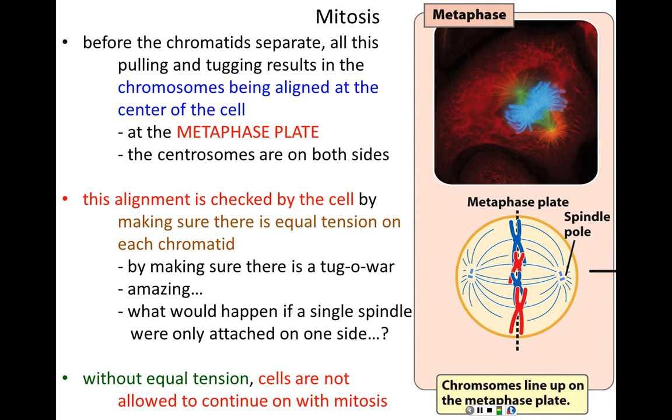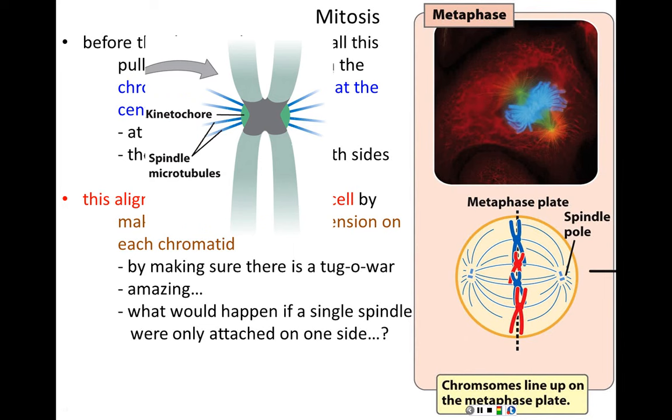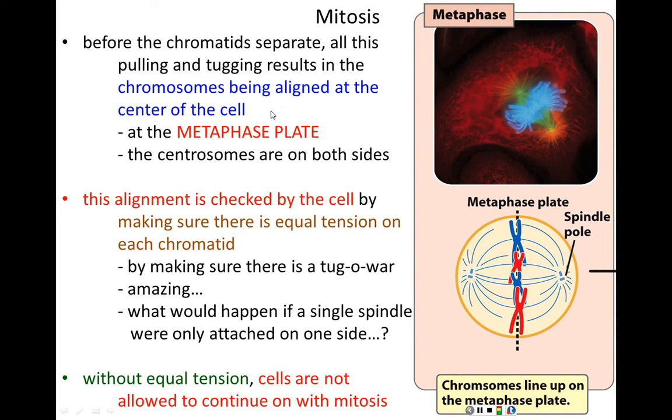There's genetic information on that sister chromatid, and the daughter cell needs that genetic information. So if the daughter cell doesn't get it, it doesn't have the full complement of information it needs. So if there's not equal tension in that tug-of-war game, if both sides of the cell, if both centrosomes are not truly vying for this chromosome, if there's not equal tension across these two, then the cell knows that the sister chromatids are not attached on both sides.